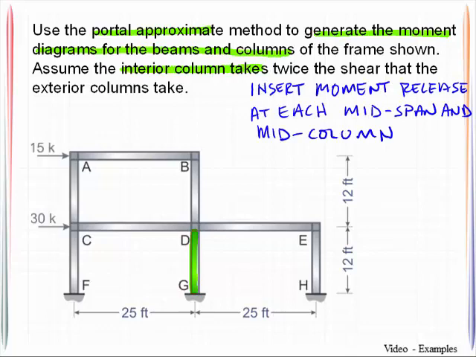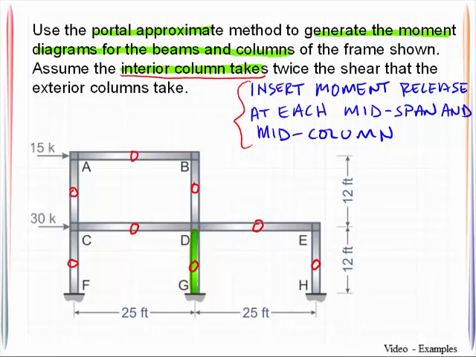Two basic assumptions are used in a portal frame analysis. The first one we had already identified, in that the interior column takes twice the shear of the exterior columns, but also that the moment at the midspan of each girder and at each column is going to be 0. So what that means is we go ahead and insert moment releases here at mid-height of each of the columns, and then also at mid-span of each of the girders.